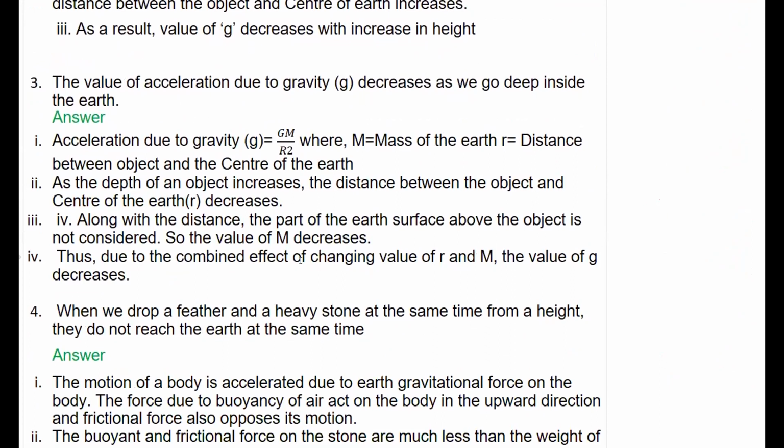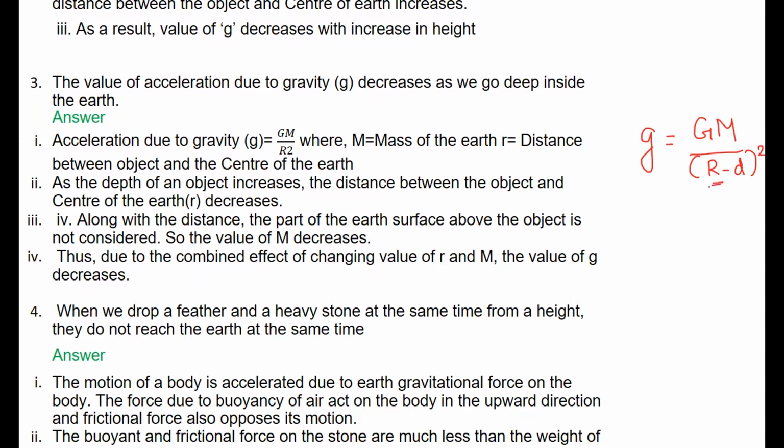Now, next question. The value of acceleration due to gravity decreases as we go deep inside the earth. As we go deep inside the earth, the value of g will become g is equal to GM upon (R minus d) the whole square, where d is the depth. So this value is decreasing.